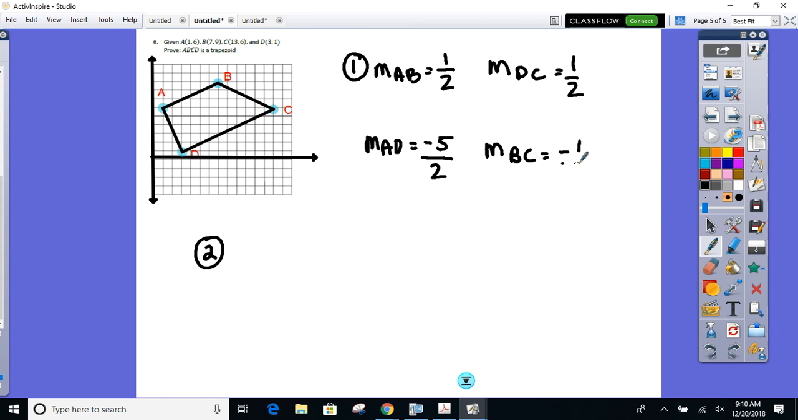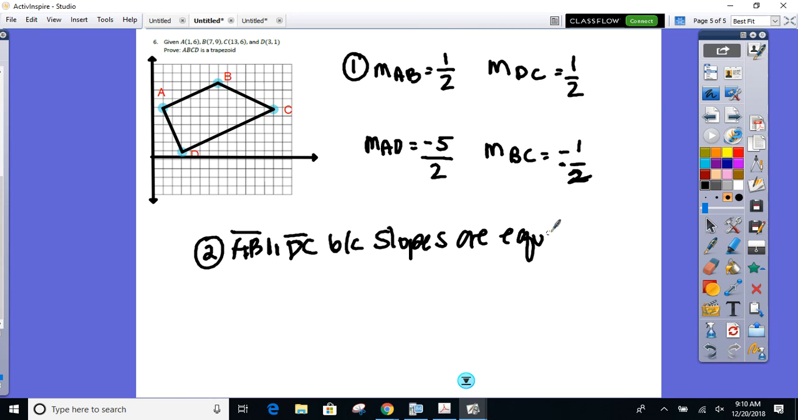Okay, so what did we learn here? Because we can put a couple things that we just learned. What did we learn about AB and DC? They're parallel. So AB parallel to DC. Because, why is that true? Slopes are equal.